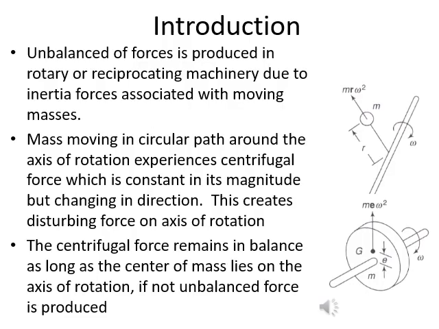As for the introduction in this chapter, if you consider an object of mass m at a distance r from a certain axis of rotation, any kind of motion of the mass will produce a centrifugal force because of the changing of direction. So this will cause a disturbing force on the axis of rotation, which means you have a force equivalent to ma.